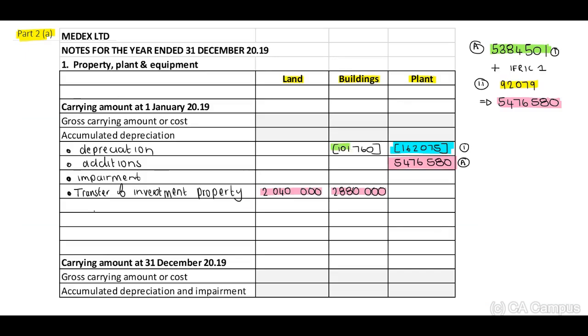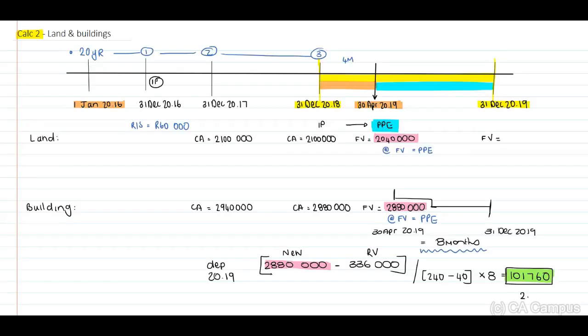Depreciation, buildings, 101,760, and I'm going to reference this my calculation 2.1. If we refer to the calculations, this is my calculation 2.1. Right. Okay, but what do we need to remember? We still need to prepare our impairment calculation.